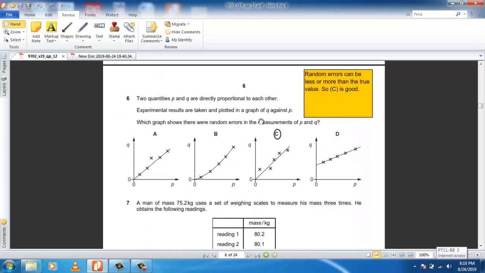Question number 6 says that 2 quantities P and Q are directly proportional to each other. Experimental results are taken and plotted in a graph of Q against P. Which graph shows there were random errors in the measurements of P and Q?